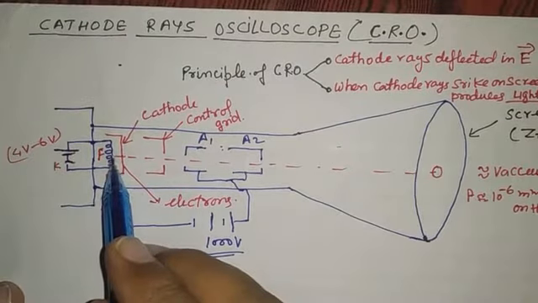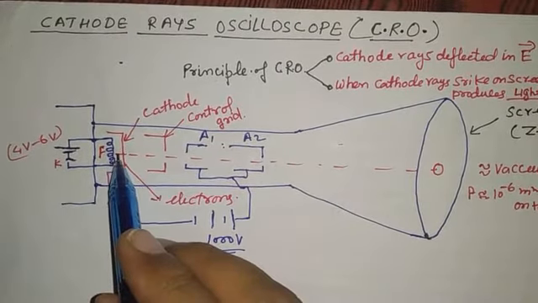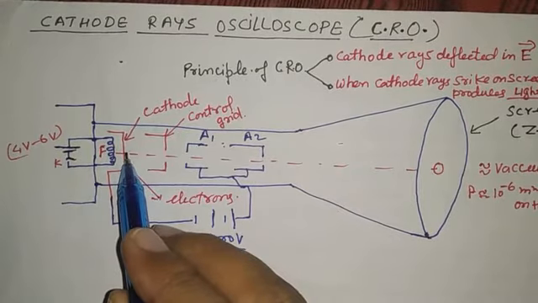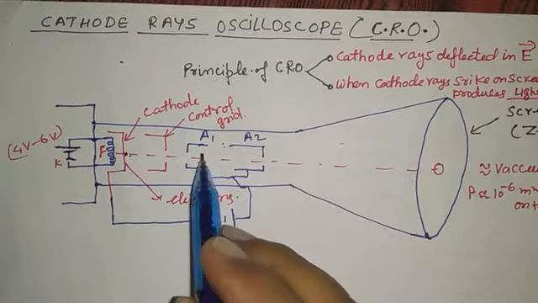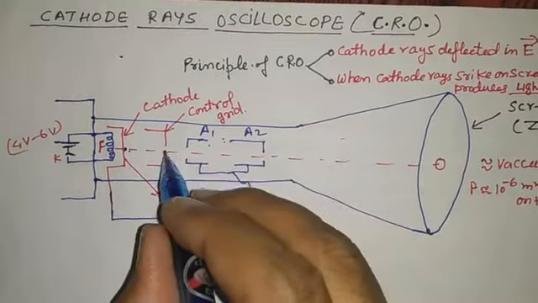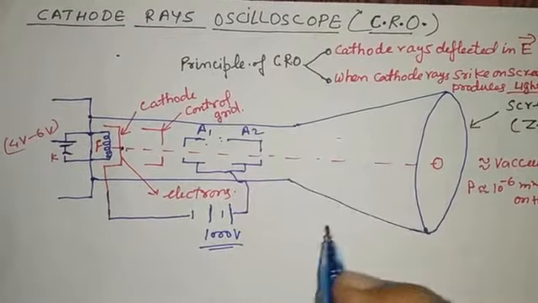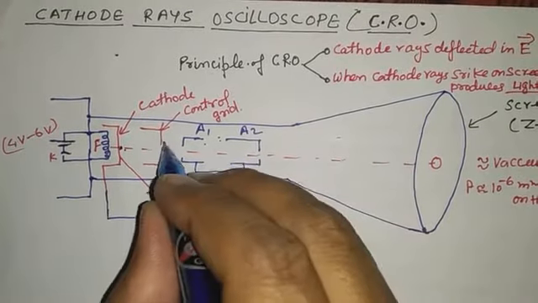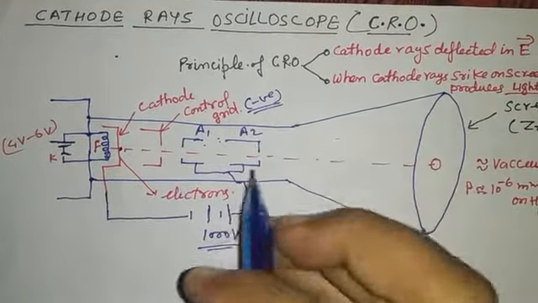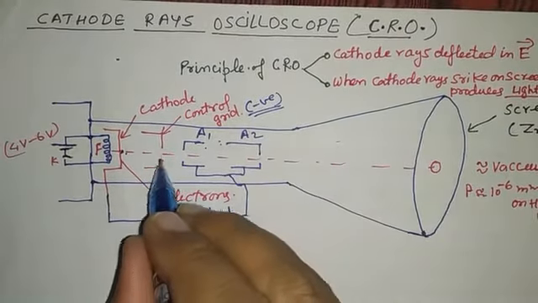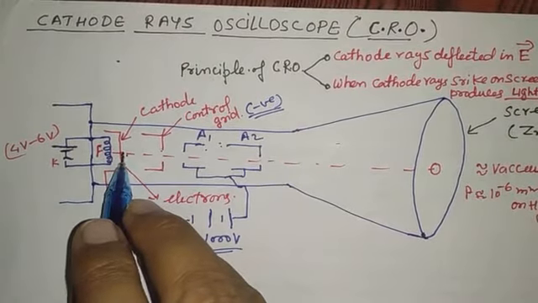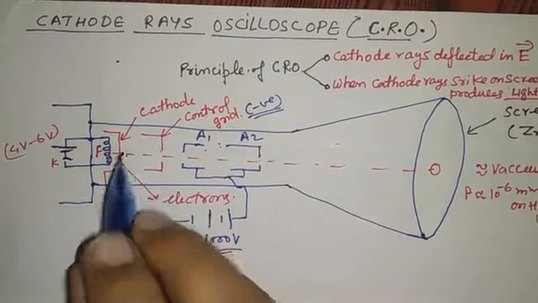So the electrons which are emitted from the cathode plate are attracted towards the pair of anodes A1 and A2. In between this there is a control grid. The control grid is kept negative and it has a varying potential, and it controls the momentum of the cathode rays, that is, the beam of electrons emitted from the cathode plate.